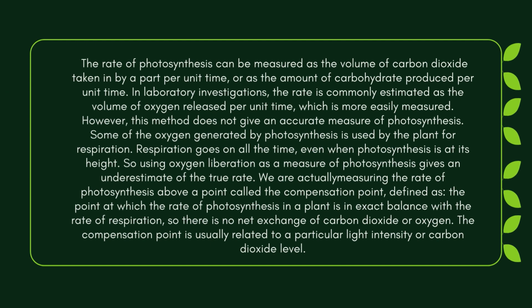The rate of photosynthesis can be measured as the volume of carbon dioxide taken in by a plant per unit time, or as the amount of carbohydrate produced per unit time. In laboratory investigations, the rate is commonly estimated as the volume of oxygen released per unit time, which is more easily measured. However, this method does not give an accurate measure of photosynthesis.